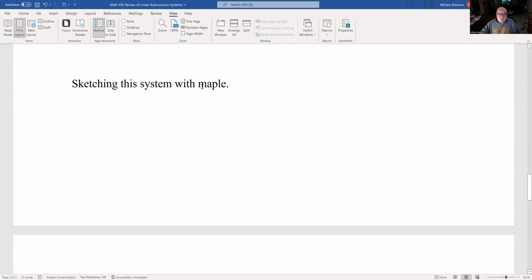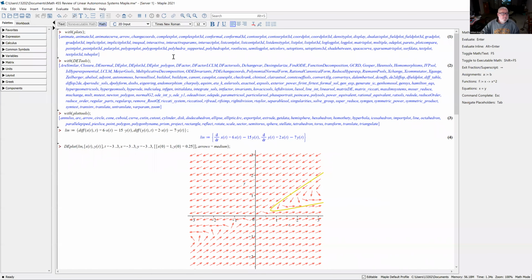We can also sketch this with Maple. So let me see if I can switch my sharing without too much interruption. Where's my Maple gone? Here it is. So this is Maple, and this is how we can sketch things.